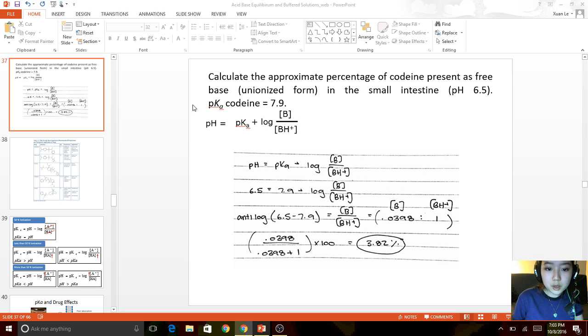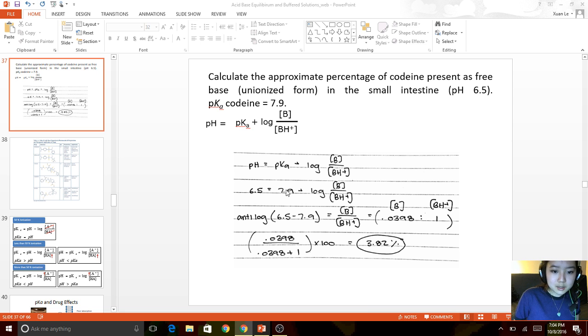So this is the problem that we left off last class. They're going to want us to basically find the percent unionized form of the codeine. So what we're going to do is utilize the buffer equation right here, and then plug in the pH as well as the pKa that they give us right here.